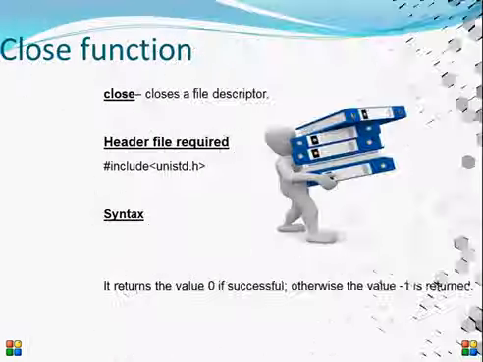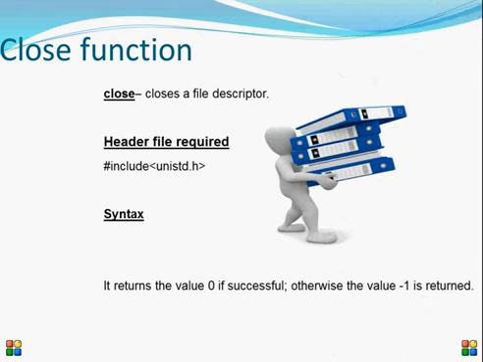Last one is the close function. Close takes a file descriptor. Header file required: #include <unistd.h>. Syntax is very simple: int close(int fd). This close function returns the value 0 if successful, otherwise the value -1 is returned. Here we end our functions.